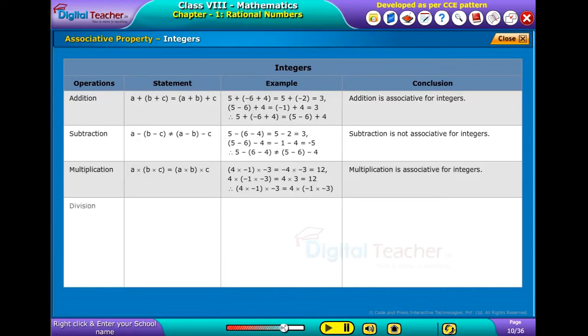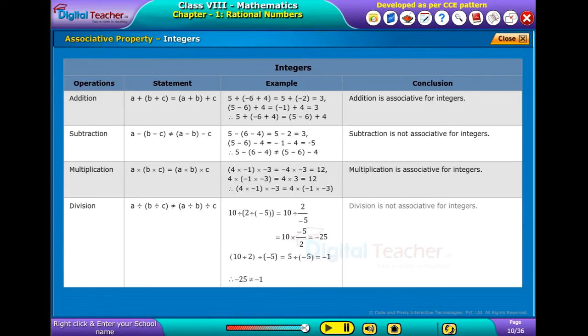Under division, it states that the quotient obtained by the division of three integers is not the same if the order of the numbers is changed. For example, when 10 is divided by 2 divided by minus 5, we get minus 25. And when 10 divided by 2 is divided by minus 5, we get minus 1. So, minus 25 is not equal to minus 1. It concludes that division is not associative for integers.